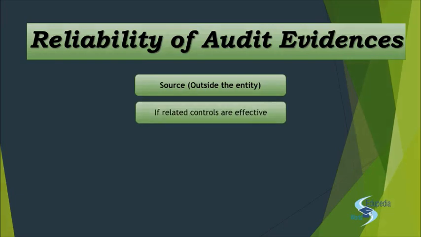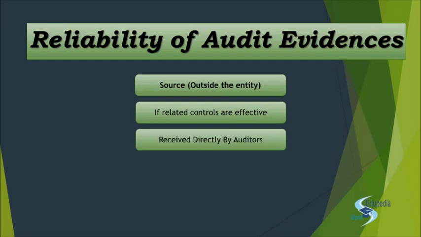Next you have, if related controls are effective. Now you are asking for some evidence, some data, some information from the client, right? You are trying to seek it from the data, from the ERP, but then you find that the controls behind that are not effective. So will you rely on that data? No, there may be material misstatement over there. But if you have seen and judged the control and you found that the control is very effective and there is very low risk of material misstatement, then you would be relying on that data more than the previous one, right?